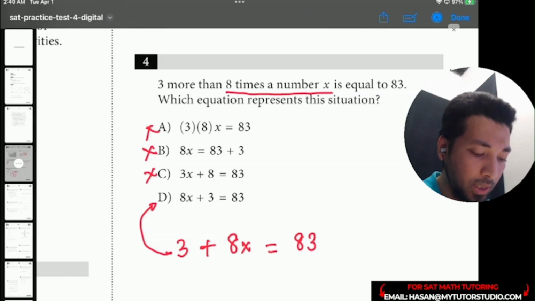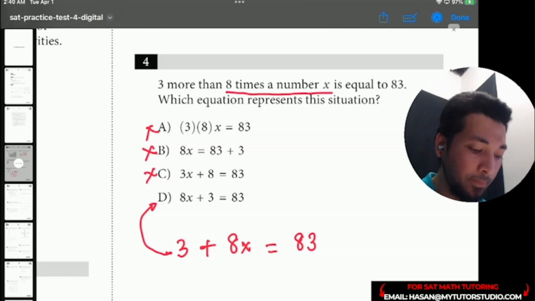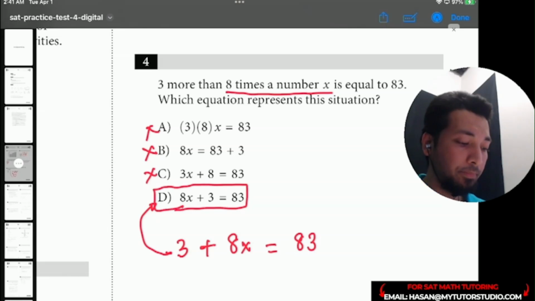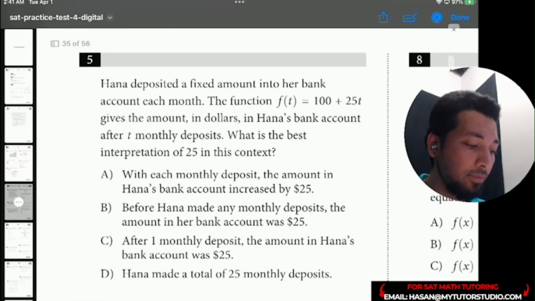So we have 8x plus 3, which is the same as 3 plus 8x. This is the commutative property of addition. So you can just rearrange the order of 3 and 8x. Therefore, the correct option is option D. Perfect. Now let's move on to problem number 5.